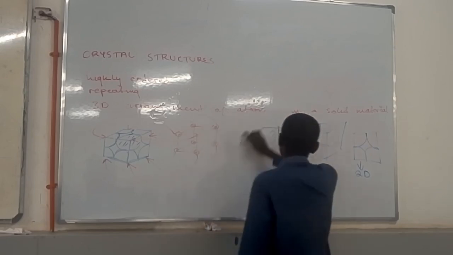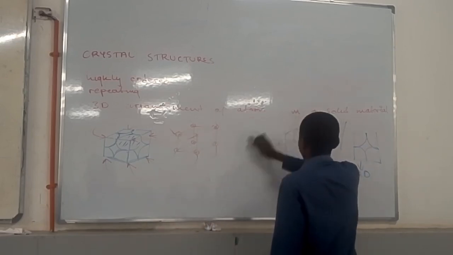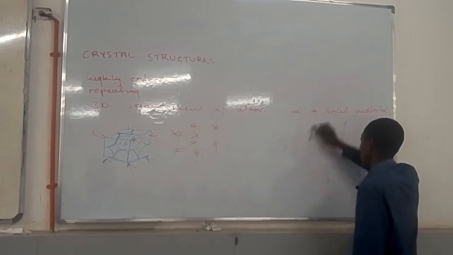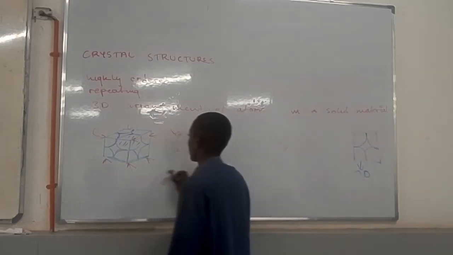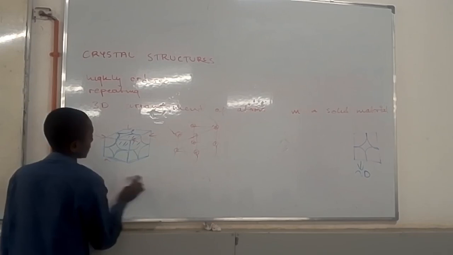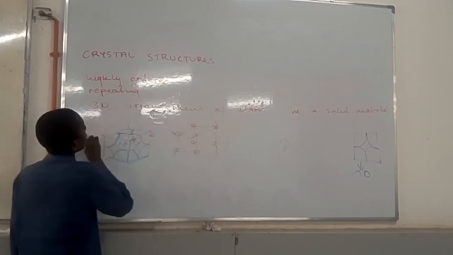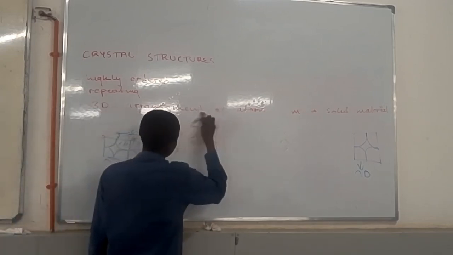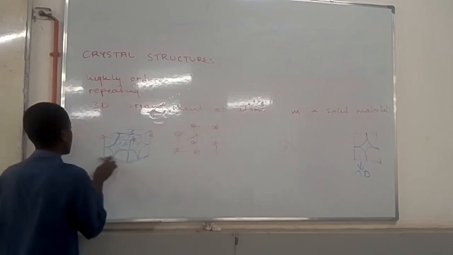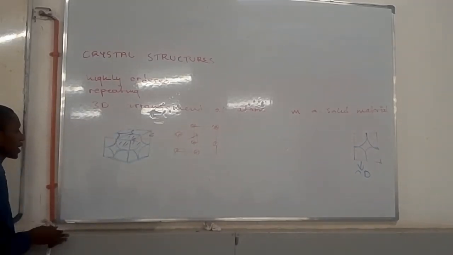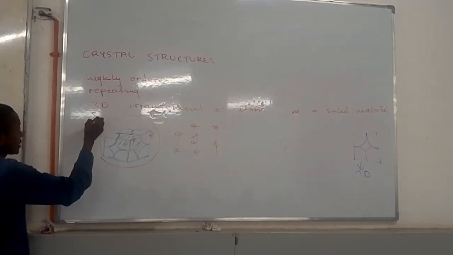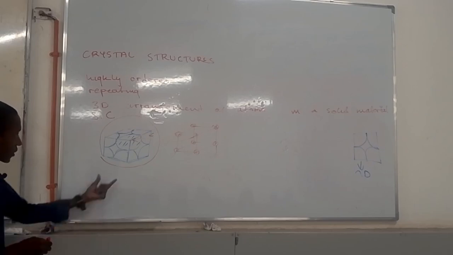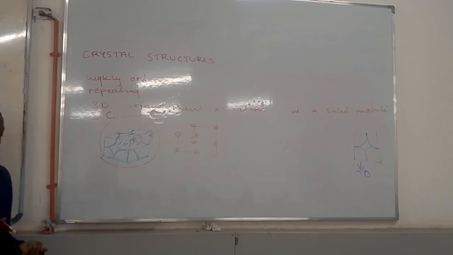So the next thing that you need to know about this arrangement, this crystal structure, or this unit cell, is how to calculate the volume. How to calculate the volume of this unit cell. So I said this is the simple cubic. How can you calculate the volume of the simple cubic?